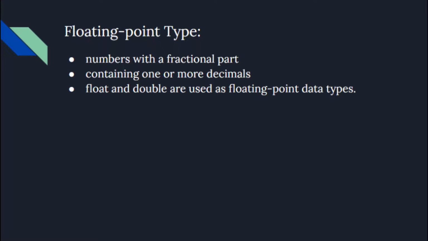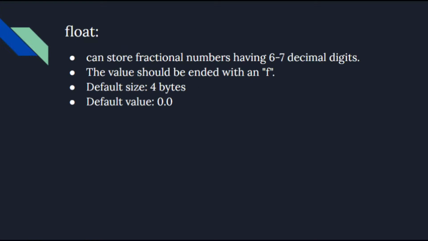Talking about the floating point type, this data type assigns numbers with a fractional part, containing 1 or more decimals. Float and double are used as floating point data types. The float data type can store fractional numbers having 6-7 decimal digits. The value should be ended with an F. The default size of a float is 4 bytes and the default value is 0.0.